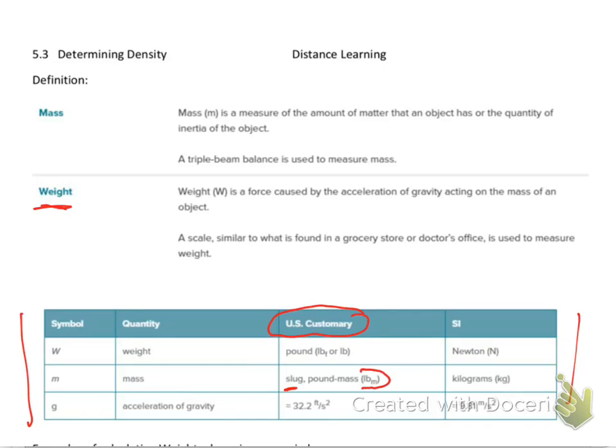Acceleration of gravity in U.S. customary units is 32.2 feet per second squared. And notice it is 9.8 meters per second squared in the metric system. The usual units for mass in the metric system are kilograms, and the usual units for weight in the metric system are newtons. So you become familiar with these terminologies. Okay, let's go on to the next page.